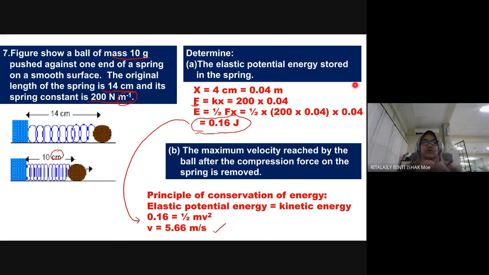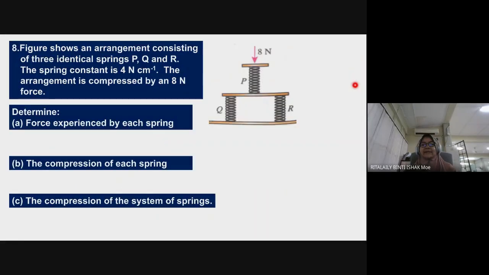Okay, so far for question number 7, can you follow? Or do you have any question on question 4, 5, 6 up to 7? Any questions? Okay, if we have no question, let's look at number 8. Have you done question number 8 yet? Wait a moment.